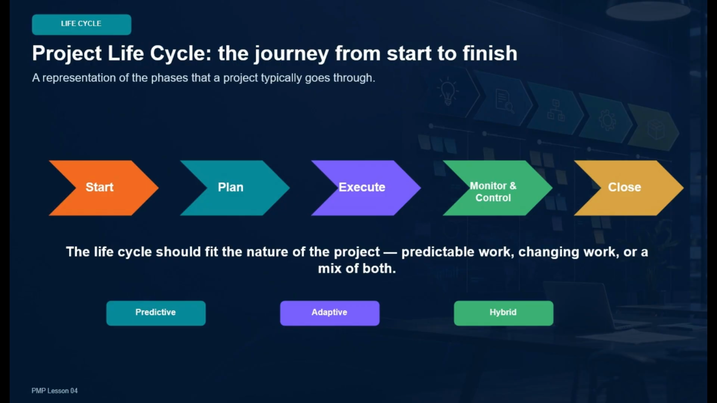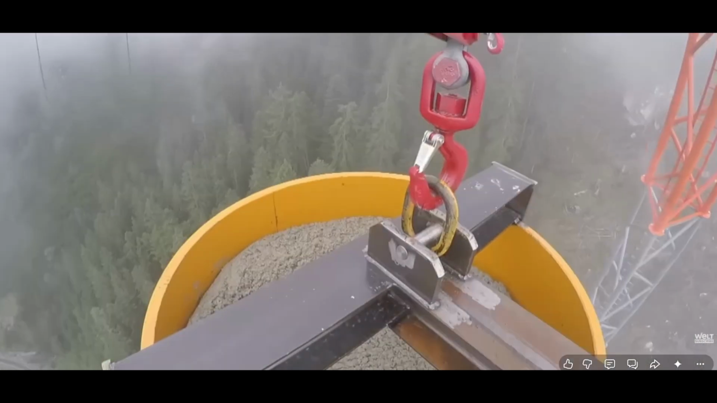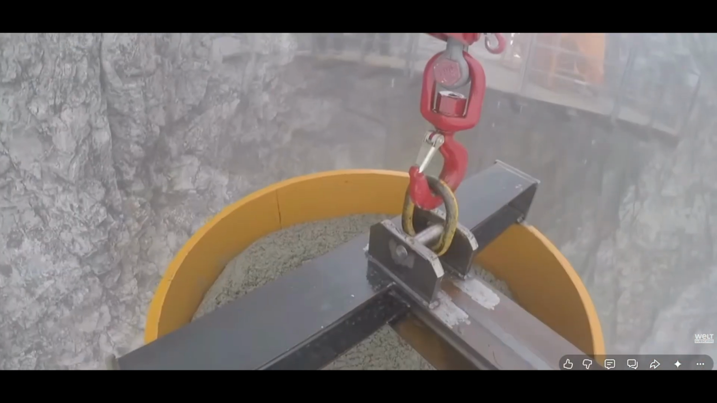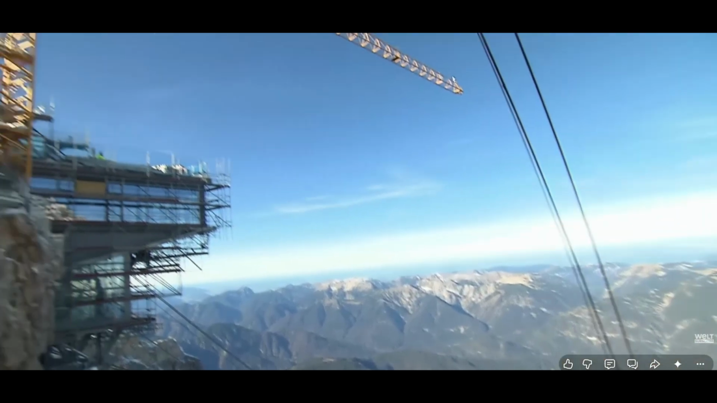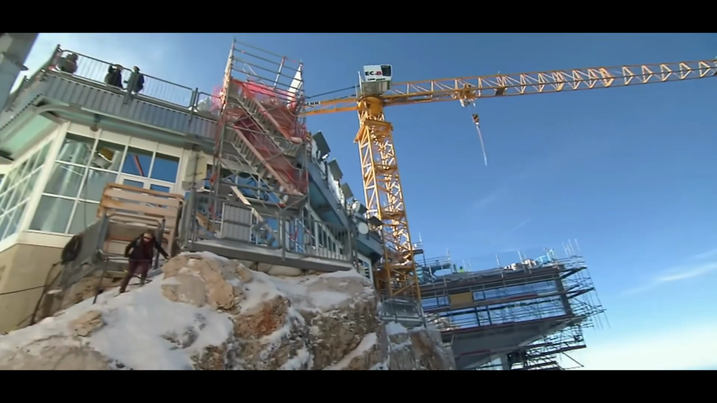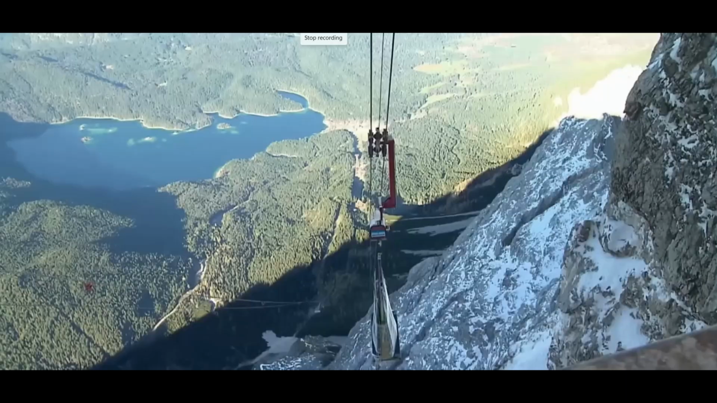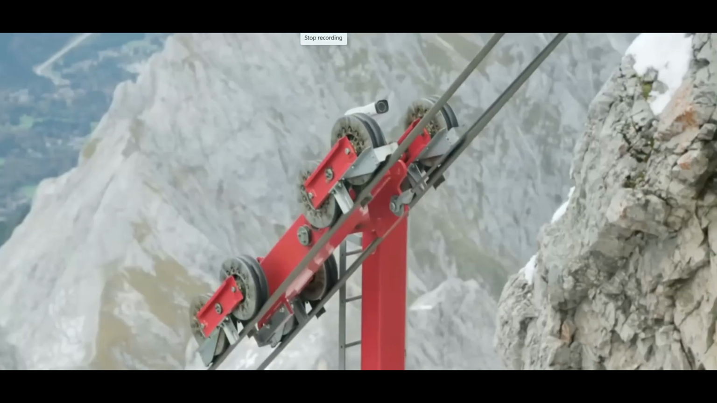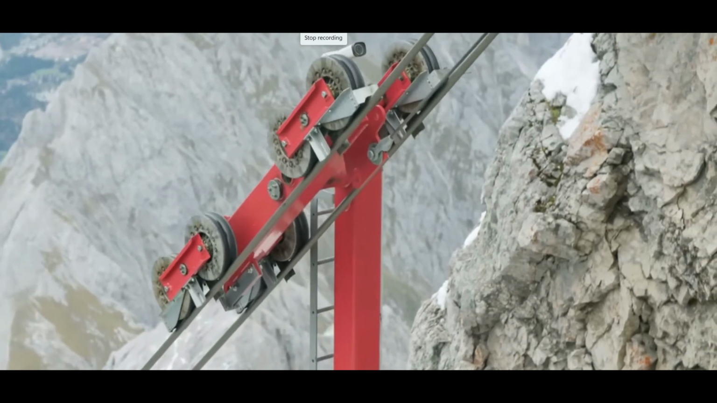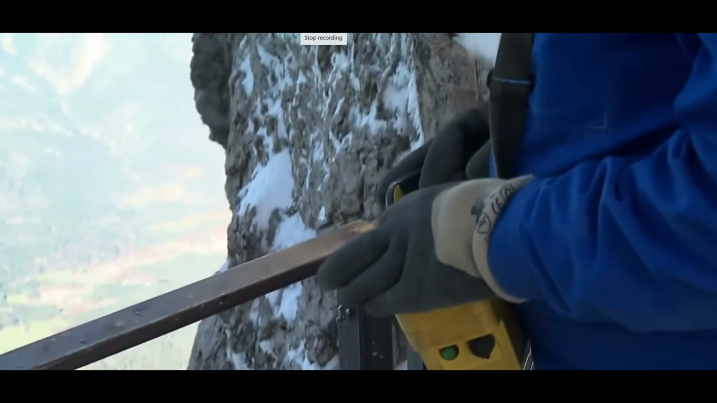A project life cycle can be predictive, adaptive, or hybrid. A predictive life cycle is also called plan-driven or traditional. In this approach, the scope, schedule, and cost are usually defined early in the project. This is useful when the requirements are clear and changes are expected to be limited. For example, building a warehouse or implementing a well-defined infrastructure project may follow a predictive life cycle.